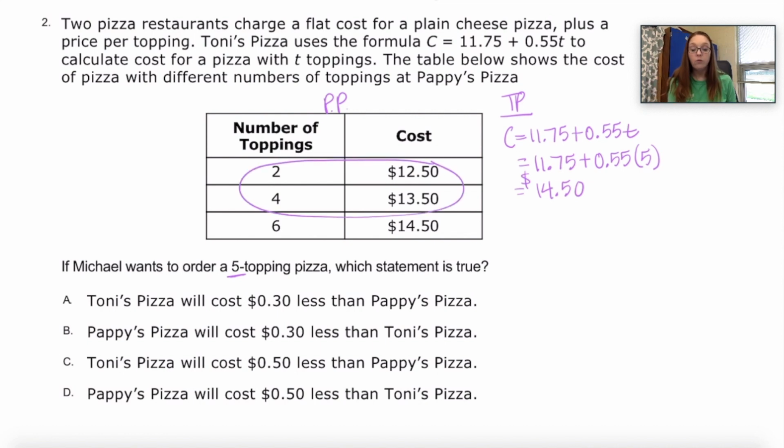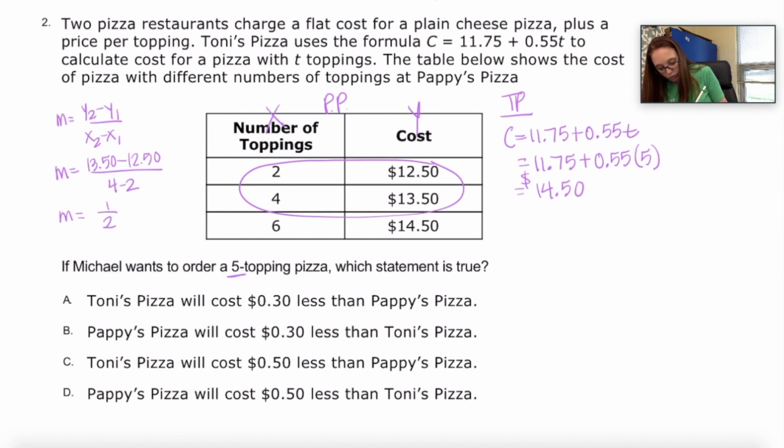So step 1, we've got to come up with the slope. I'm going to come over here and do it on this side. And remember that to find the slope, you take the difference in the y's divided by the difference in the x's. We can let number of toppings be the x value and cost be the y. Okay, so I'm going to do 1350 minus 1250 over 4 minus 2. So that would be 1 over 2, or 1/2. And since everything is in decimals, I'm going to write it as a decimal, 0.5.